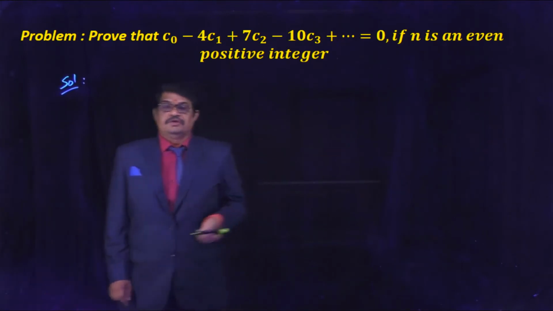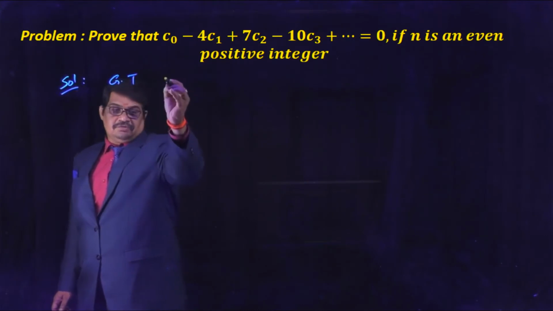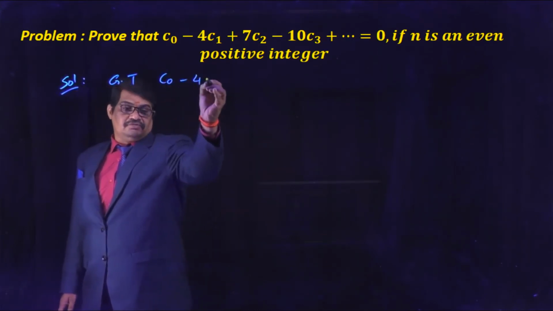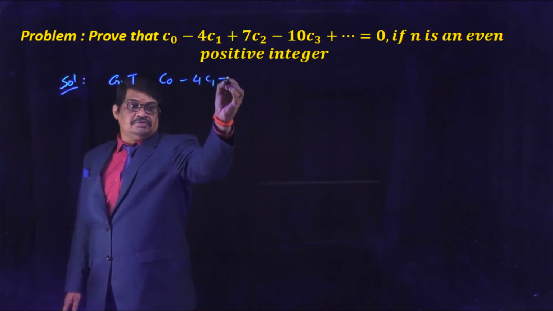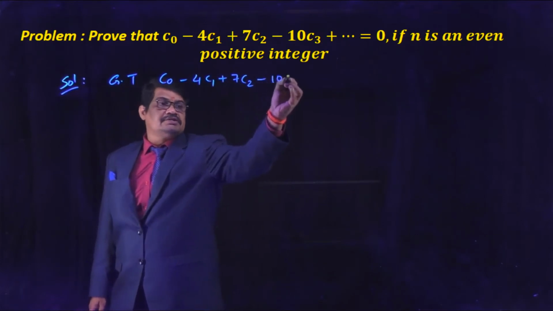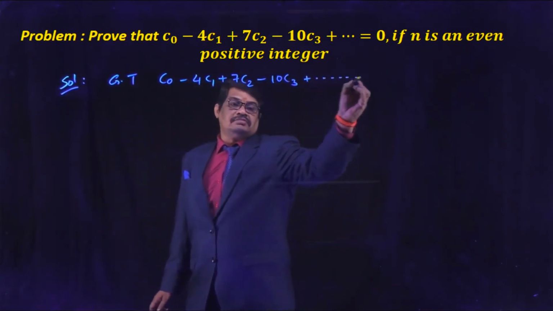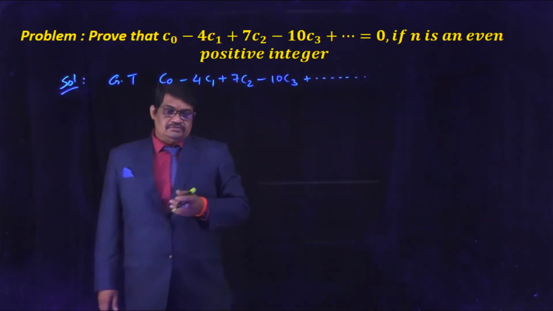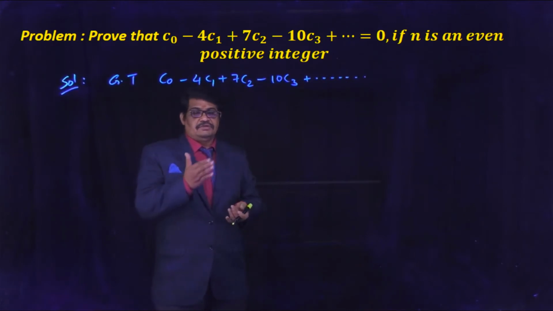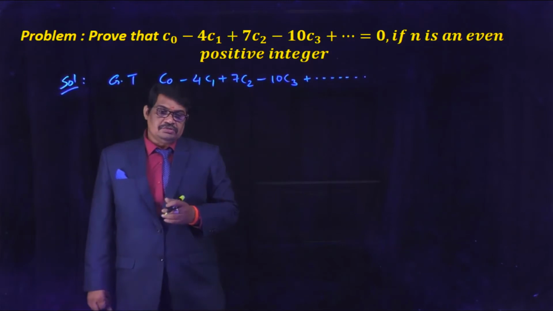What is given here? A series is given. What is the given series? That is C0 minus 4C1 plus 7C2 minus 10C3 and so on. This is what we are finding the result of. So that is the LHS. That series is equal to 0, where n is an even positive integer.